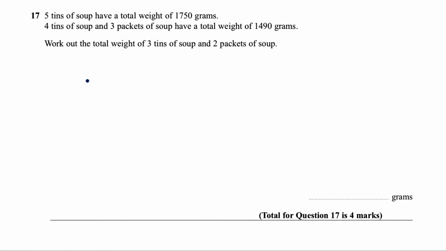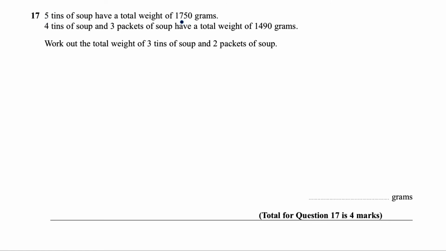Question 17. 5 tins of soup have a total weight of 1,750 grams. 4 tins of soup and 3 packets of soup have a total weight of 1,490 grams. Work out the total weight of 3 tins of soup and 2 packets of soup.